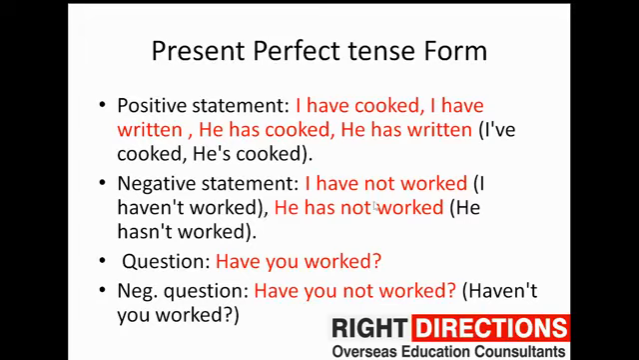It's negative statement. For negative, I'll be using not along with has, have. I have not cooked. He has not written. For question type, have will come beforehand. Have I cooked? Question mark. Has he not written? Question mark. For negative question, it is have you not worked? Question mark. Also, you can use the contraction forms.